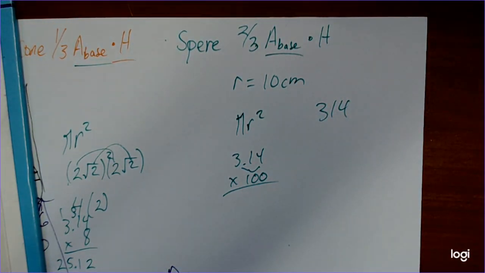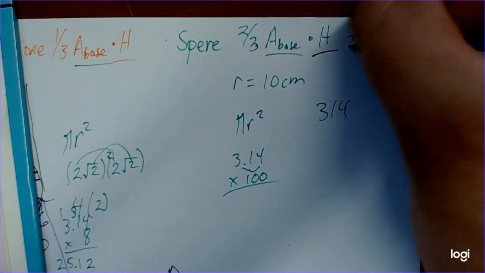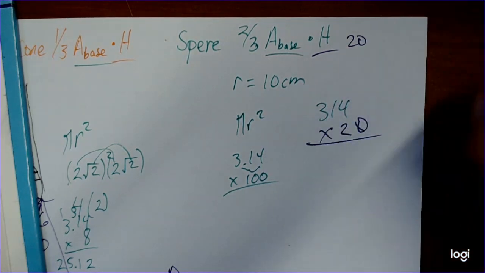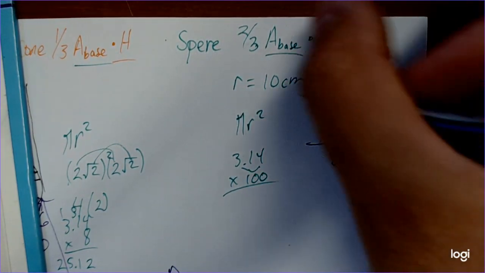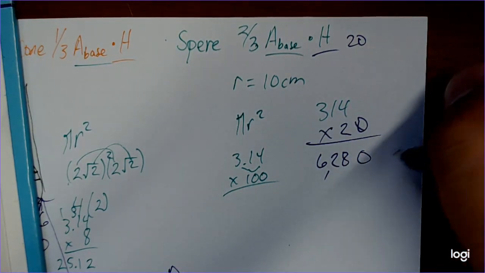Cool. The height. Remember, the height is always going to be the diameter. If the radius is 10, the height or the diameter is 20. So I'm going to do 314 times 20. I'm going to put the 0 on the end so I don't have to multiply by it. I'll just drop it down. 2 times 4 is 8. 2 times 1 is 2. 2 times 3 is 6. So I'm at 6,280 centimeters cubed.